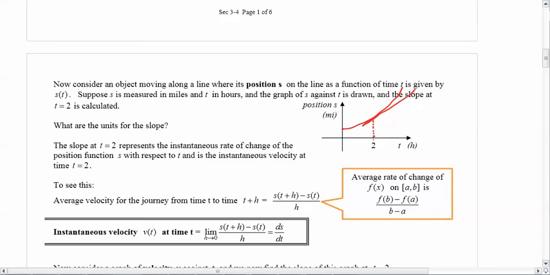And we think to ourselves, well, what would be the units of these? Let's just draw that tangent line in a little better. What would be the units for this slope? Well, if we think in terms of rise over run, our rise is measured in miles. Our run, horizontal units, will be in hours. So the units will be in miles per hour.